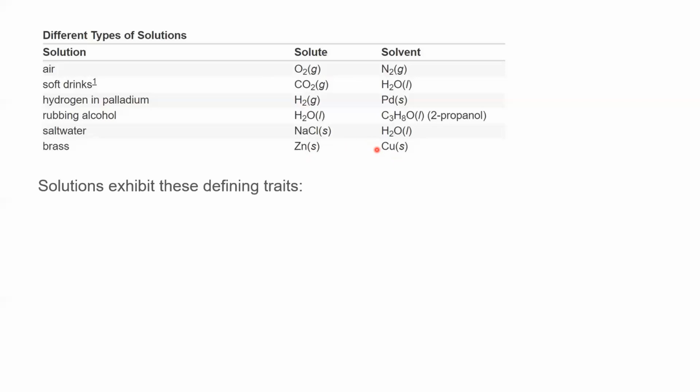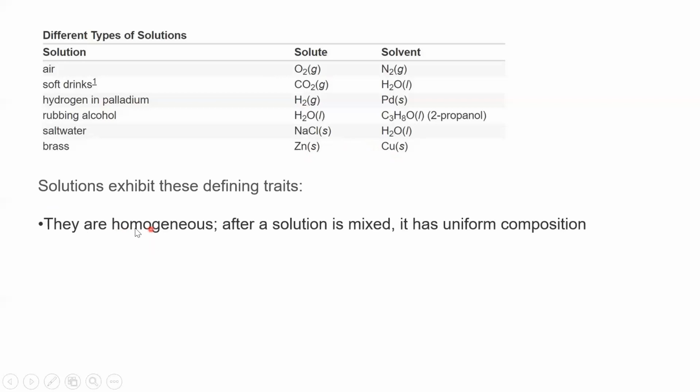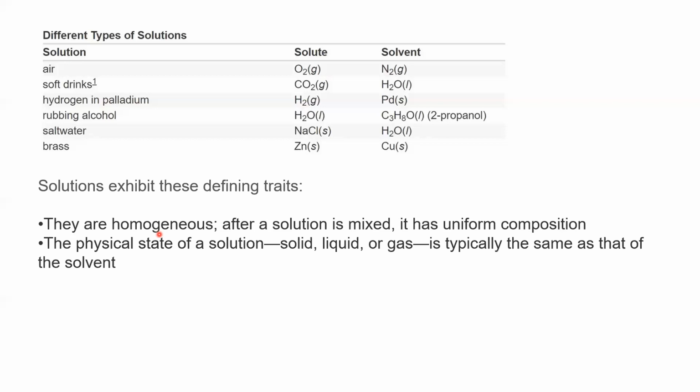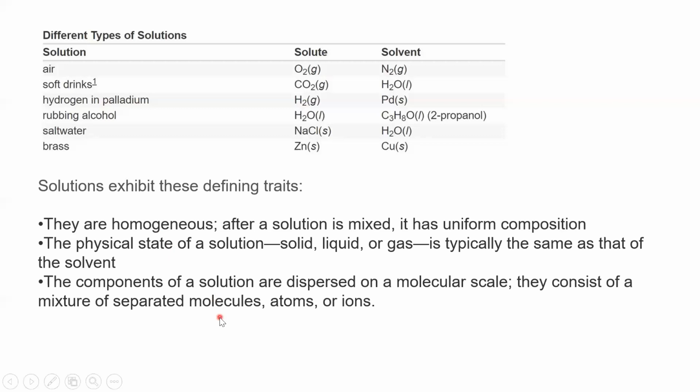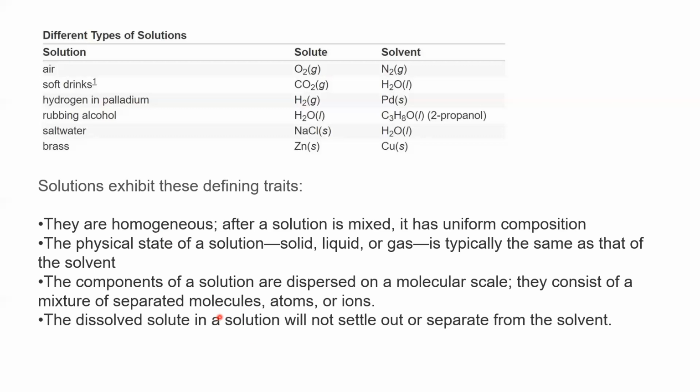When we look at solutions, solutions have the following traits. They're homogeneous. What that essentially means is after the solute or solutes have dissolved in the solvent, it's a uniform composition. The solute is evenly distributed within that solvent. The solution is typically the state that the solvent was in: solid, liquid, or gas. The components of the solution are mixed up or dispersed at the molecular level. The atoms and molecules are evenly distributed within that solution.